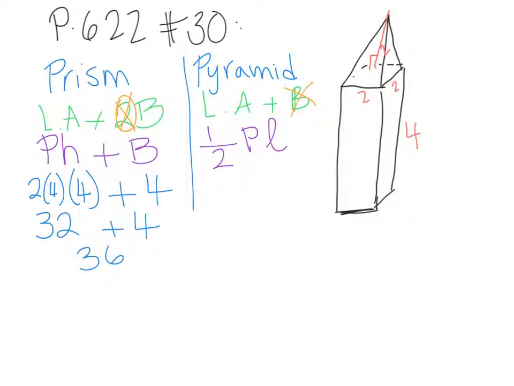Alrighty, let's do the pyramid. Half of the perimeter. The perimeter is 4. I'm sorry, the perimeter is not 4. The perimeter is 2 times 4. I have 2 times the 4 sides, so the perimeter is 8. Times the slant height. Well, that's a problem. I don't have the slant height. But I can get the slant height.